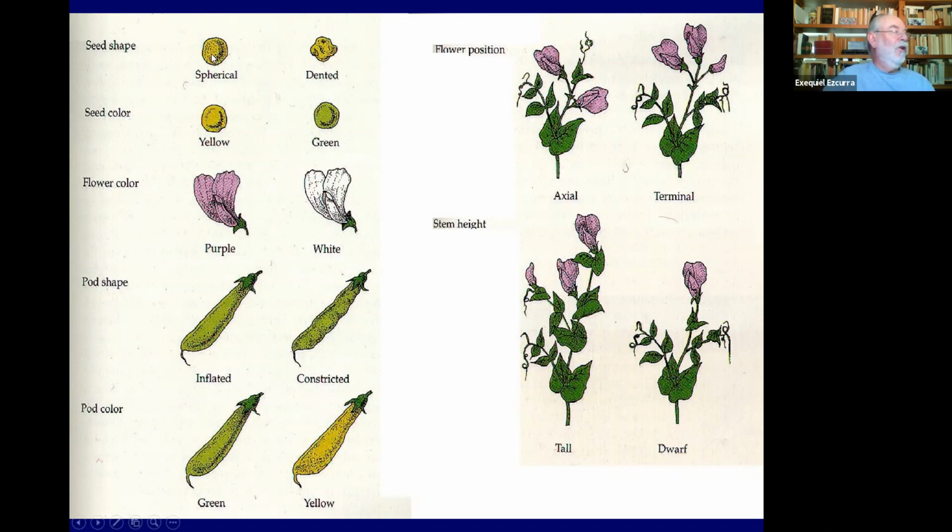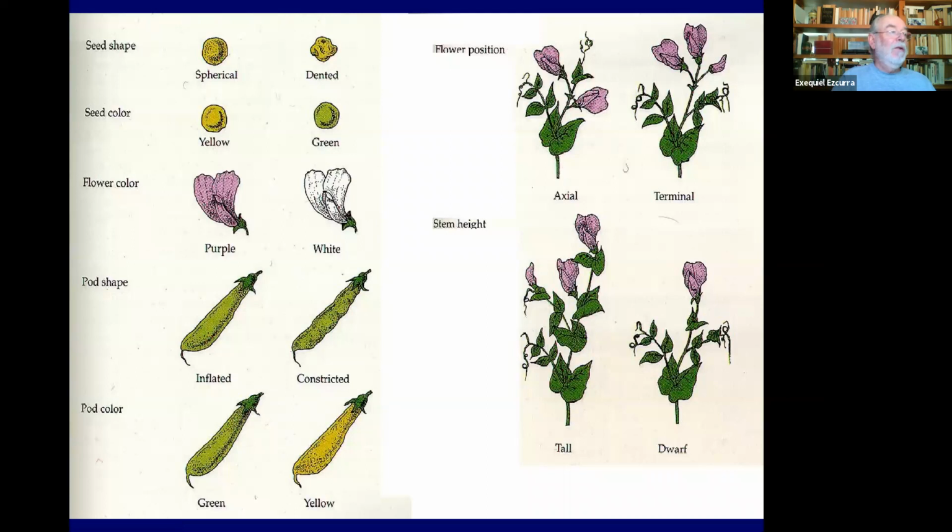And he saw that they have different traits. For example, some peas had rounded seeds, while others have rugose or dented seeds. Some peas had yellow seeds, while others have deep green seeds. The flowers, some peas had purple flowers, while others had white flowers. The shape of a pod, some peas had inflated pods and constricted pods. The pod color, it could be yellow or green, and even the growth form of the plant.